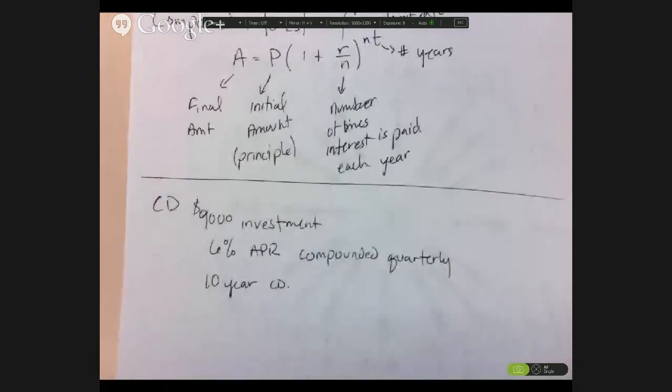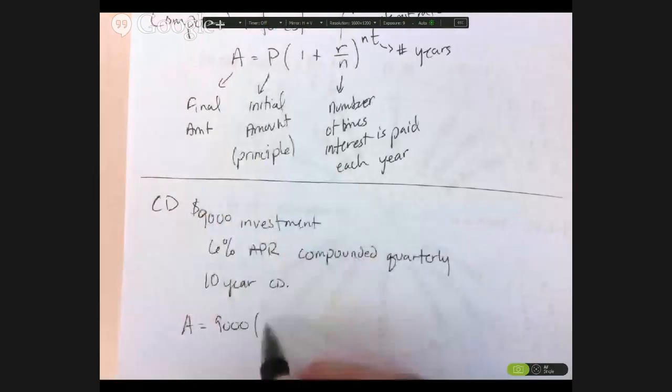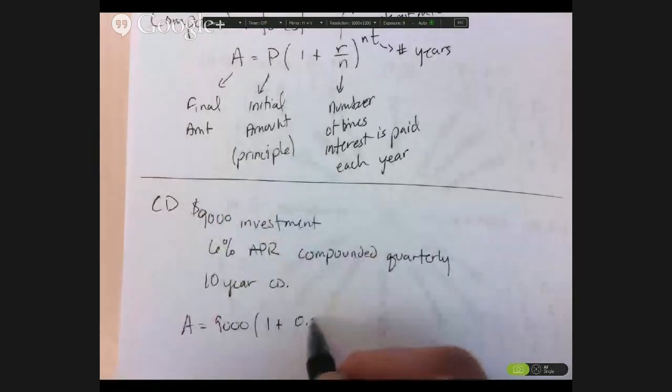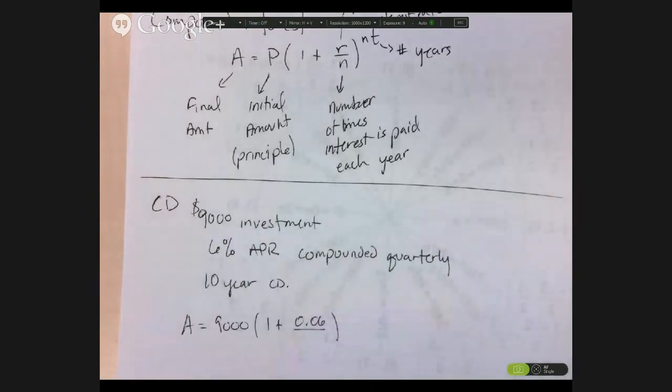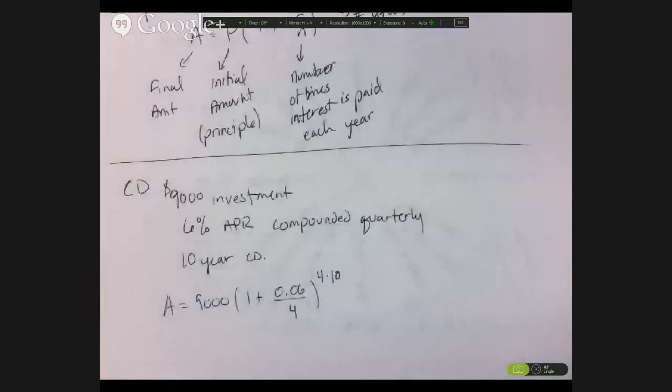Okay, so here, let's finish here. The principal is 9,000. 1 plus, what's N? Quarterly, how many times a year is that? 4. 4 quarters. 1 quarter, 2 quarter, 3 quarter, 4 quarters. That makes a year. And then the time is 10. Calculate.